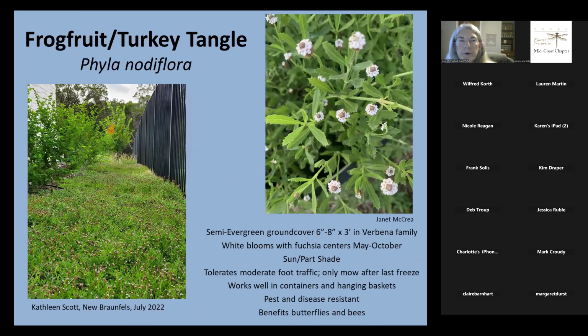And this is frog fruit, also known as turkey tangle, which is a host plant for the Phaon crescent butterfly. So it's a little verbena type flower. It has this little purple center in it and little white verbena type flowers around. And this is my friend in New Braunfels. She planted some on the side of her house, and it's just thick and full. You can walk on it, but it's not really mowable. If you mow it, it damages it a little bit too much, but you can certainly walk on it, and it does well in more full sun areas.